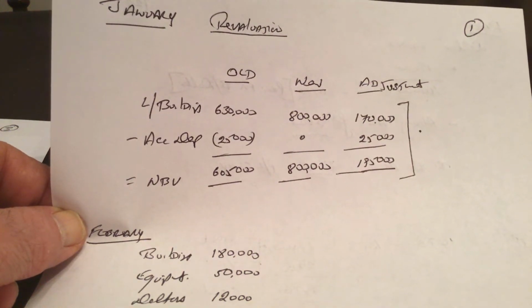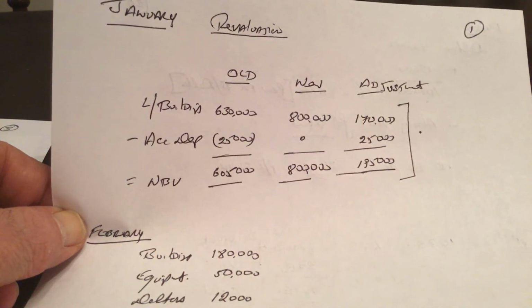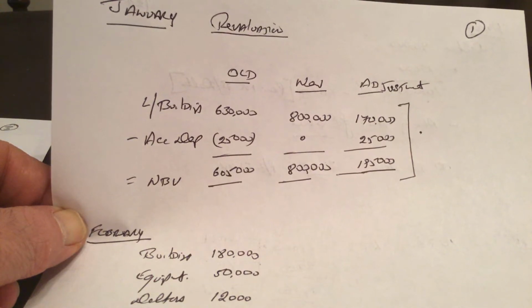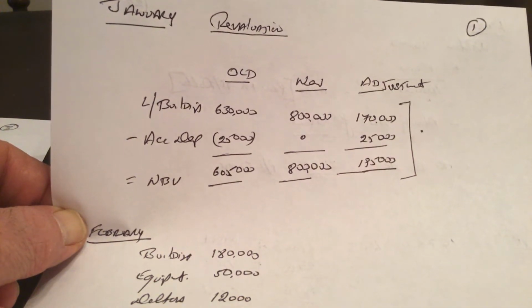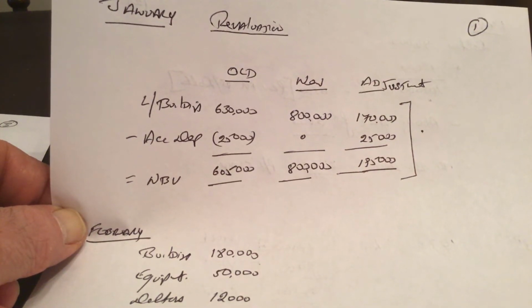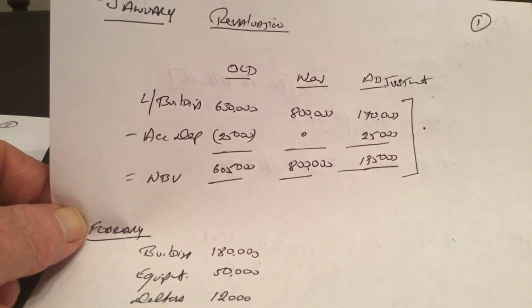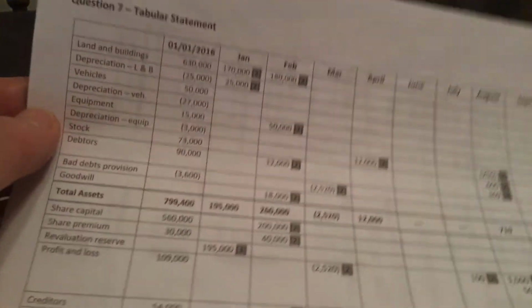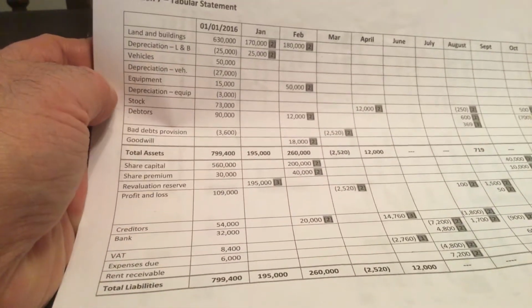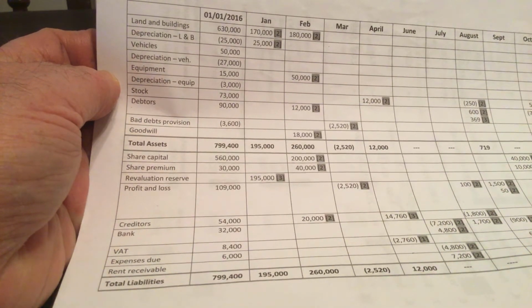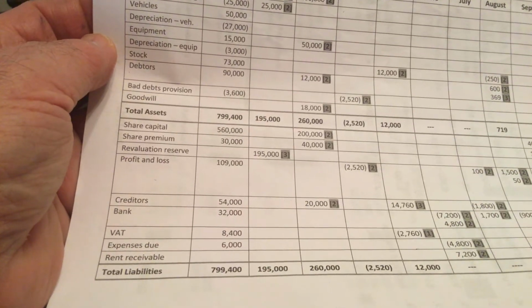The new valuation was 800,000, and so therefore the accumulated depreciation is 0, so the net book value is 800,000. So the adjustment is land and buildings to be increased by 170,000, accumulated depreciation to be reduced by 25,000, giving you a net book value increase of 195,000, and it would appear like this in your answer. So you can see there the land and buildings going up by 170,000, accumulated depreciation being brought back to 0, and of course your revaluation reserve.